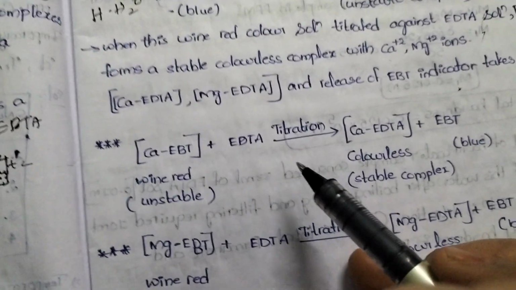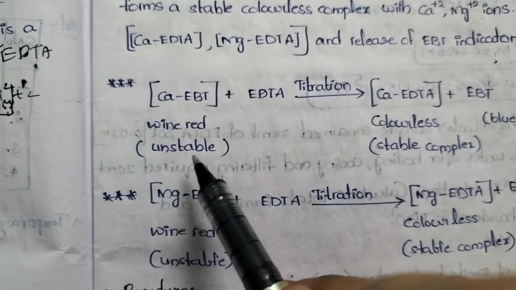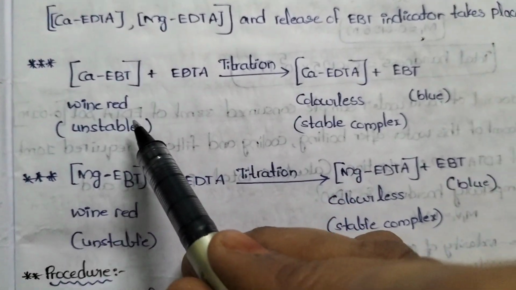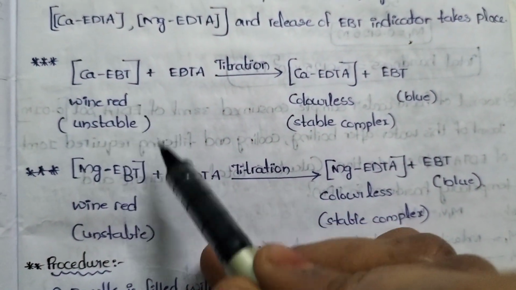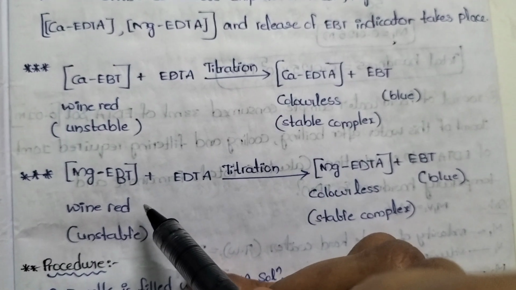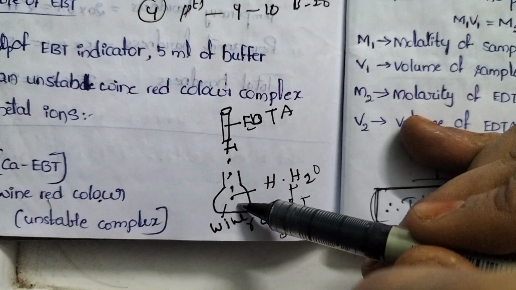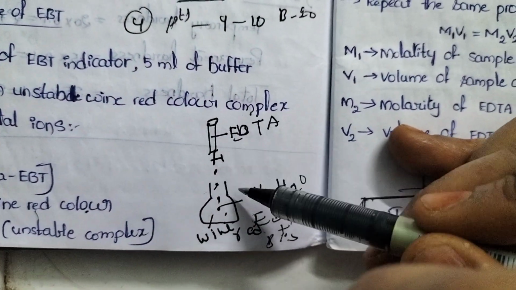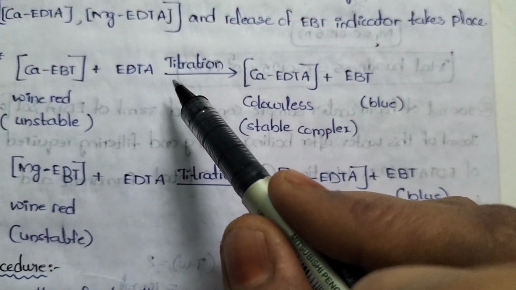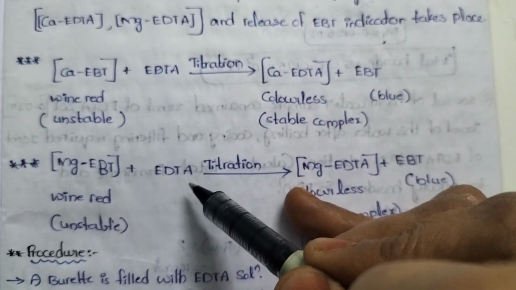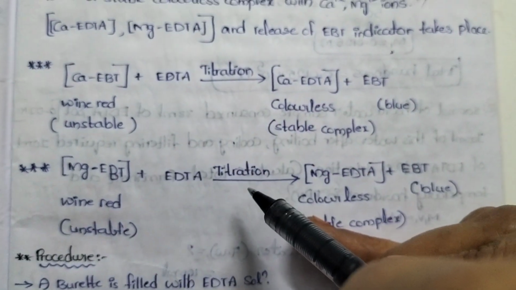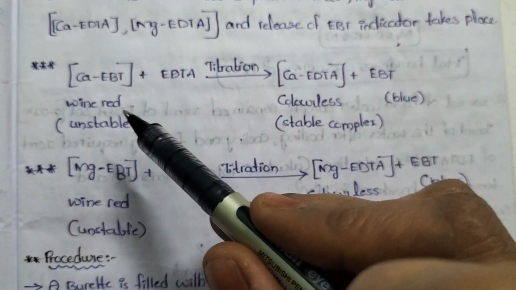Whenever we add EDTA solution to wine red color, what is the wine red color? It is nothing but calcium EBT and magnesium EBT, which is an unstable complex. To this wine red color, we are adding EDTA drop wise. Look into that reaction. Here also we are adding EDTA by titration process. It will turn into what?